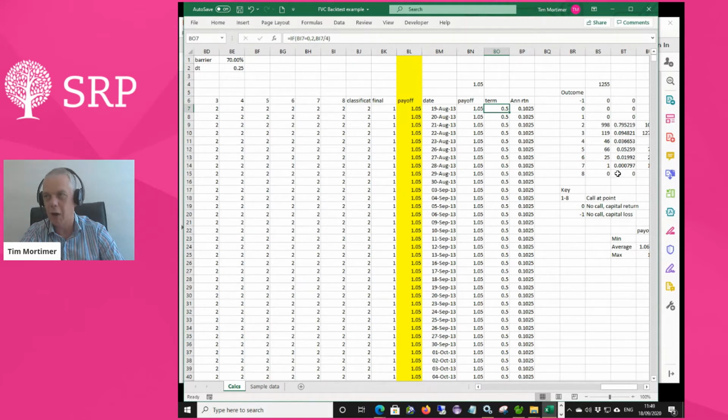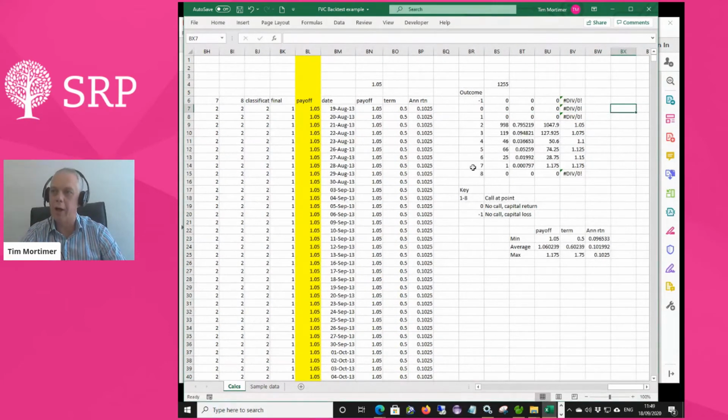So this one lasted half a year, and so the annualized return, if I'm getting 5% plus my capital in half a year, that annualizes to just over 10%. And then we go and aggregate and collect up some results. So the key I have here is 1 to 8 is calling at those different points. 0 is my key for no call, but with capital return. And -1 is no call and a capital loss.